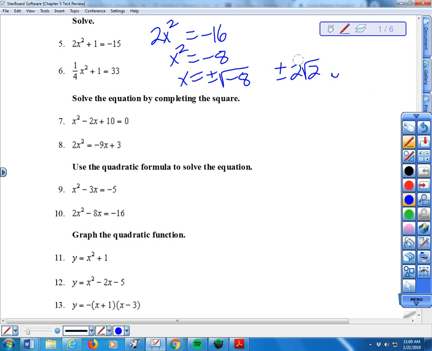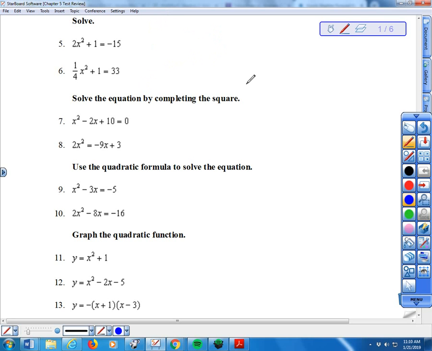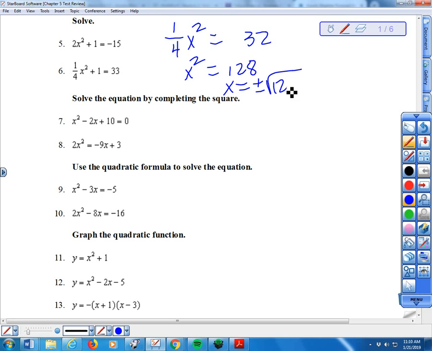All right, next. Same issue, I don't have a middle term, so I can just subtract the 1. Multiply both by 4, that's 128. And then x is equal to plus or minus the square root of 128. And my biggest perfect square that goes in there, 64. And there's my answer.